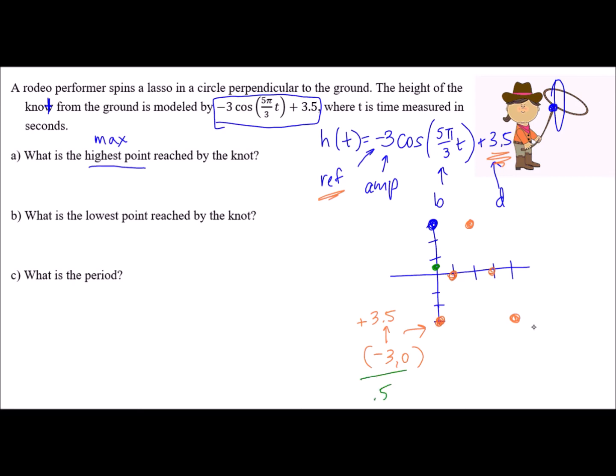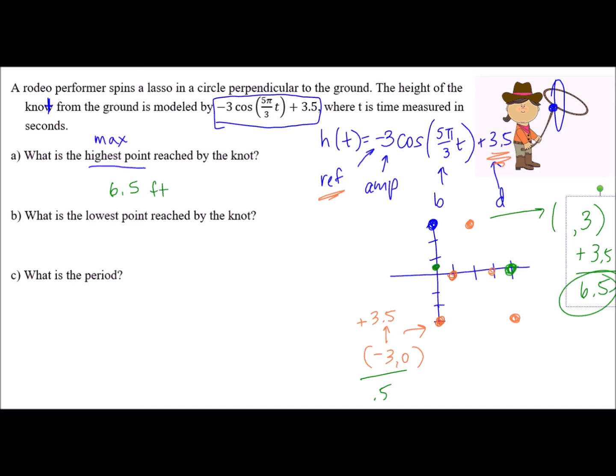Now, same thing, there's a point up here. It's just at the end of the period. This one right here, though, it is at the middle, right? And its y value is +3. So if I increase that and move it up 3.5, that maximum right there is now going to be at 6.5. So what is the highest point reached by the knot? That would be this 6.5. 6.5, let's say feet. We'll pretend it's feet. It's awfully big, but whatever.